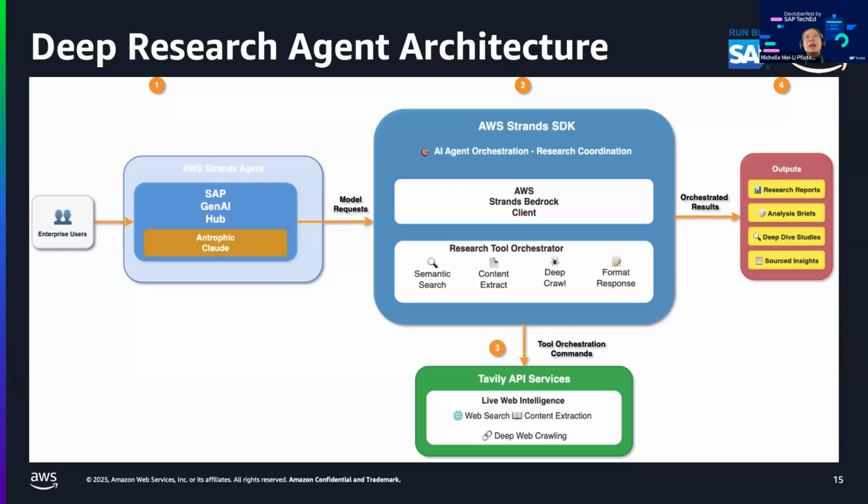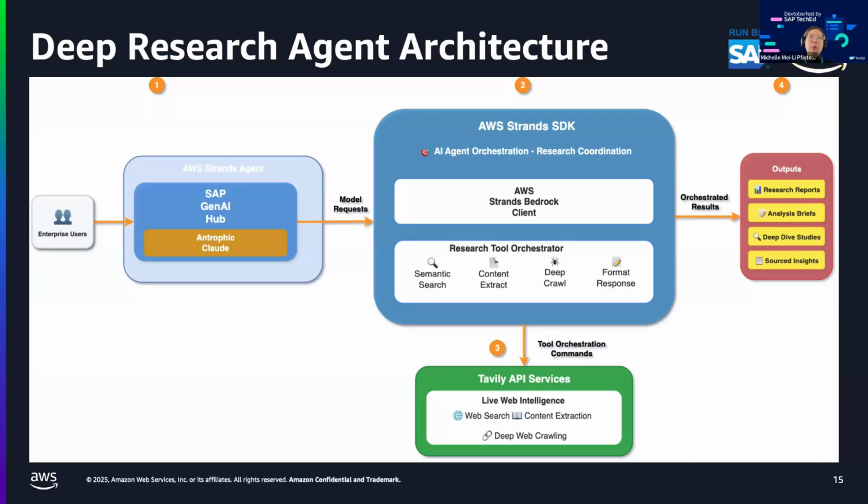The architecture that ensues looks like the following. So we have the AWS Strands SDK, and this will orchestrate the different tools with the LLM to get the agentic loop. We have 4 different tools that we're using, and we will go into more detail when we look at the code here: semantic search, context extraction, deep crawl, and lastly, format response.